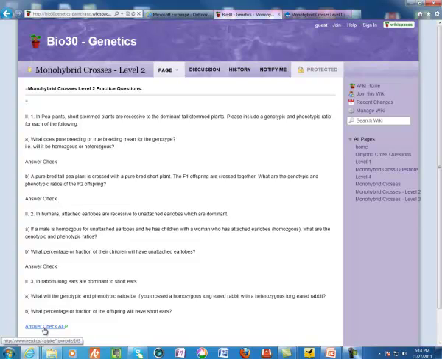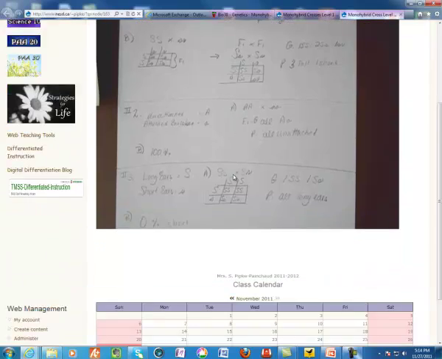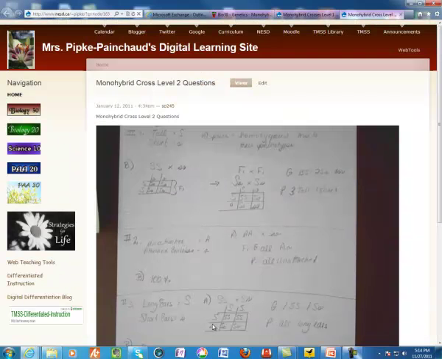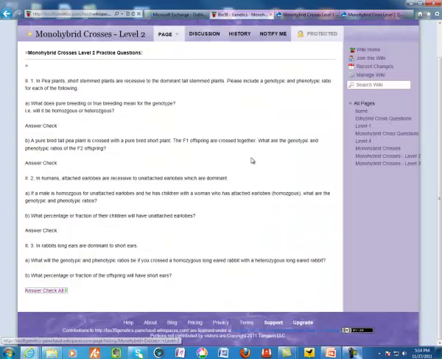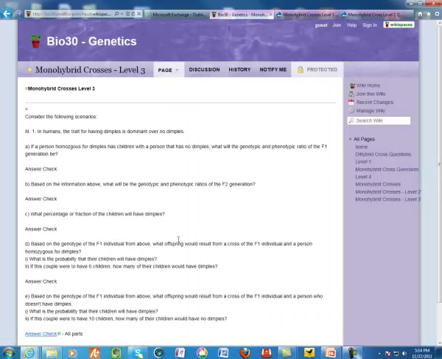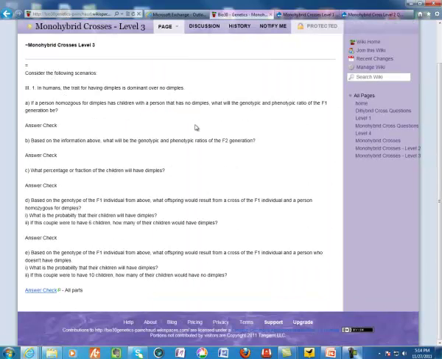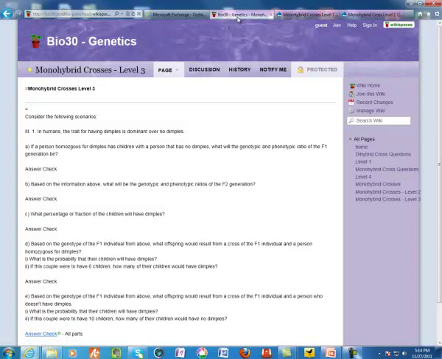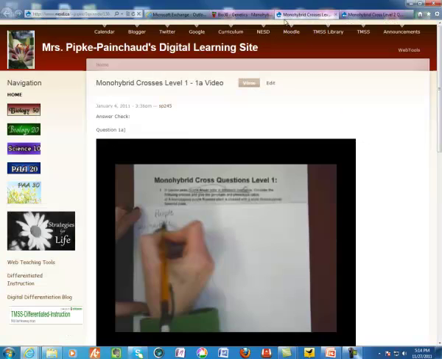Answer check in this case is all in one. So when you take a look at this one, all of the links go to the page that's listed right here. Then you can try the level 3 questions if you'd like to take a look at those. Level 4 is you making up your own. So ideally you should be able to get to level 3. That would be the best version for you.